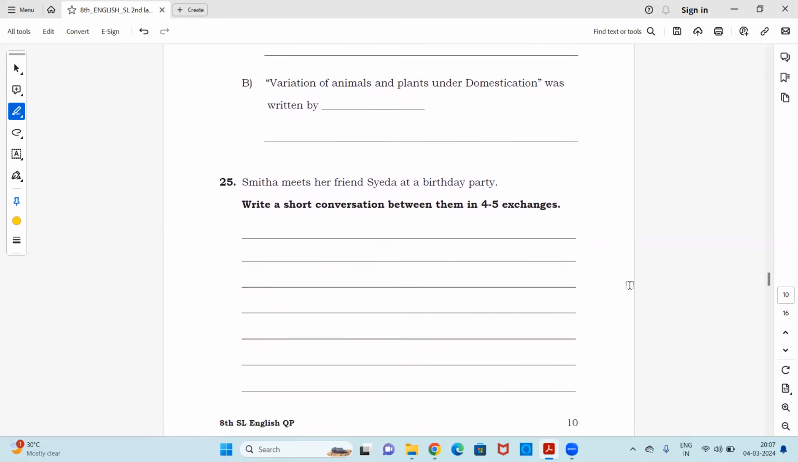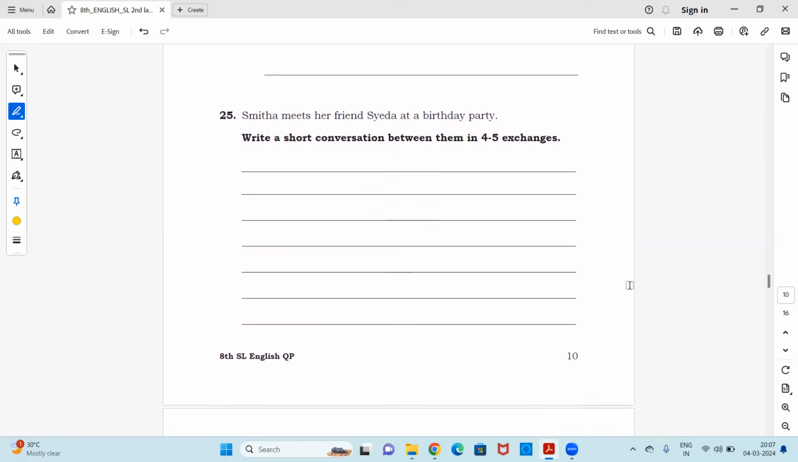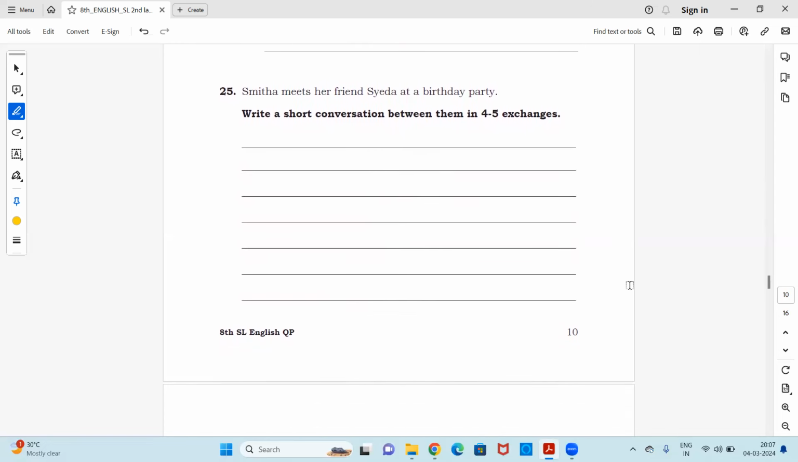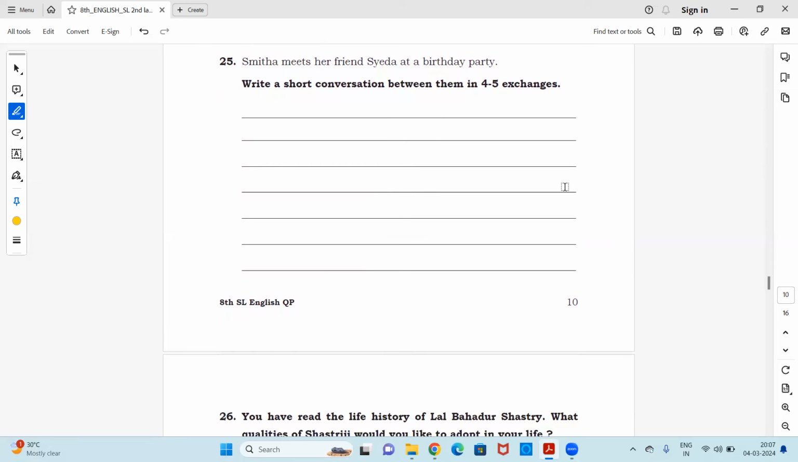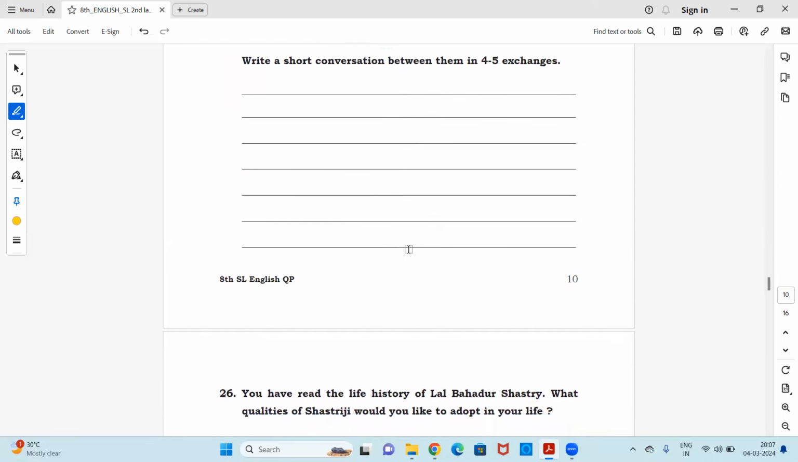Question 25. Smita meets her friend Saida at a birthday party. Write a short conversation between them in 4 to 5 exchanges. Okay, so with 4 to 5 sentences, you can write what conversation would have happened between these two friends, Smita and Saida, at a birthday party. So you can just assume and write a conversation here.